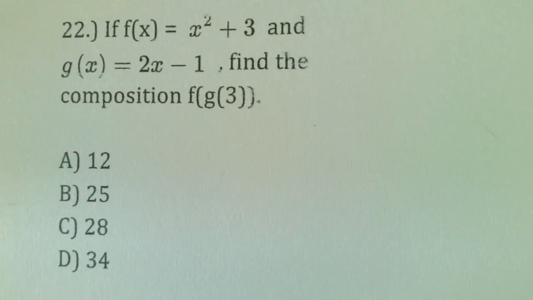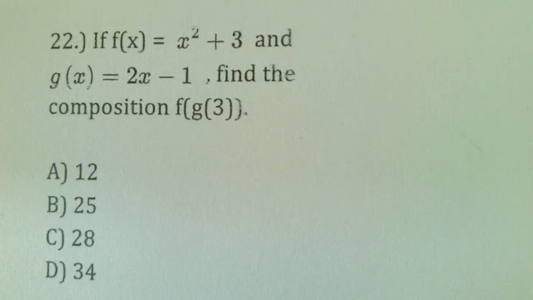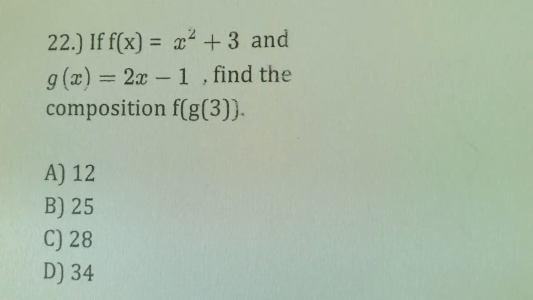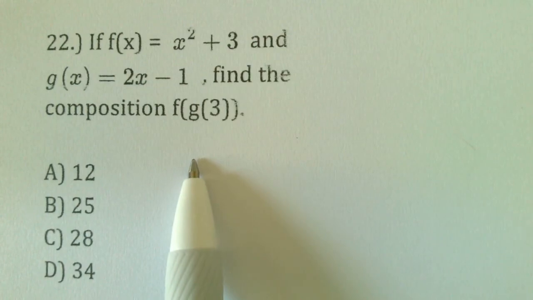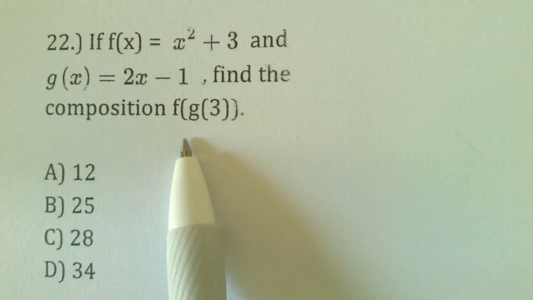Question 22. If f of x is equal to x squared plus 3, and g of x is 2x minus 1, find the composition f of g of 3. If you're taking the ASVAB and you see a question like this, you're doing pretty good. That means you're probably in the mid to late 60s, getting your way up to the 70s.